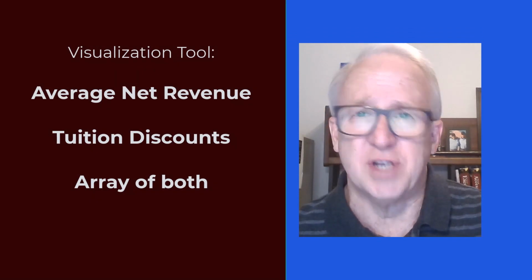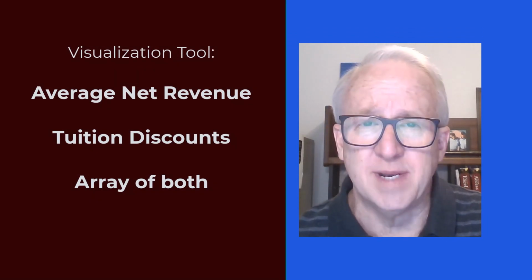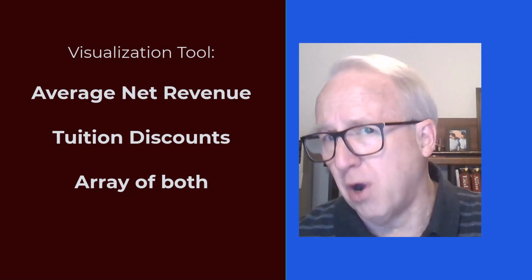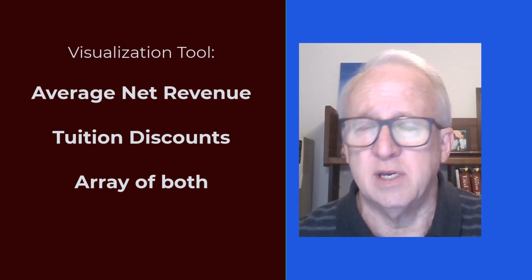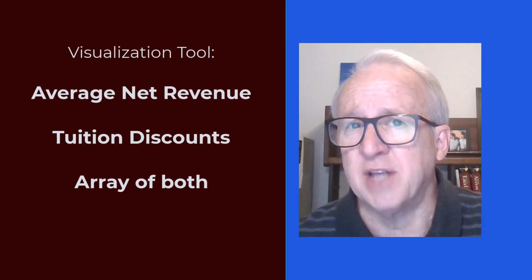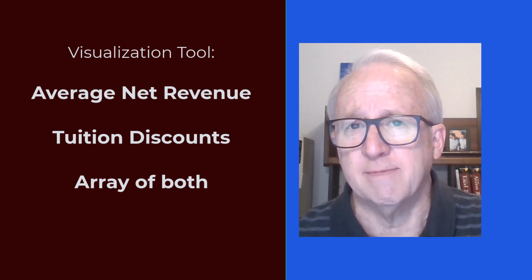This brief demo of Jon Boeckenstedt's tool is intended to provide a resource for many to be able to use and analyze Jon's data visualization. His tool covers average net freshman revenue, freshman discounts, and an array of both net revenue and freshman discount rates for the year 2021. And I will put a link to Jon's tool in the YouTube comments.